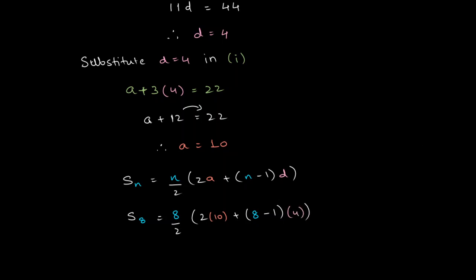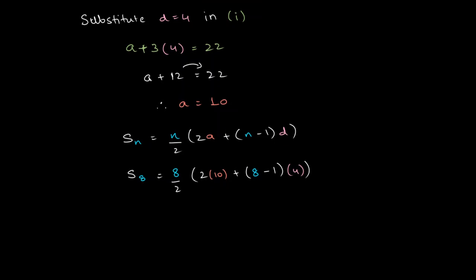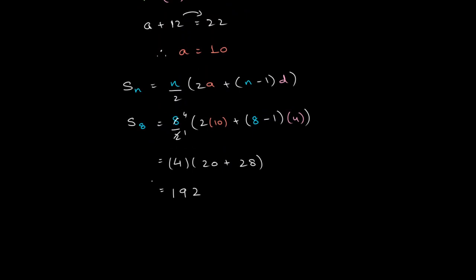Alright, we solve this and we get the value of the sum of the arithmetic progression up to 8 terms. So let's simplify this. 2 ones are 2, 2 fours are 8, so I have 4 outside the bracket. 2 into 10 is 20, right? And here I have 7 into 4, which is 28. Okay, so it is 4 into 48. Let's see that. So 8 fours are 32, 3 carry, 12, 16, 19, 192. The sum of 8 terms is 192.